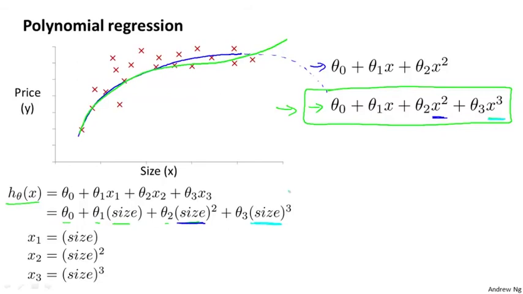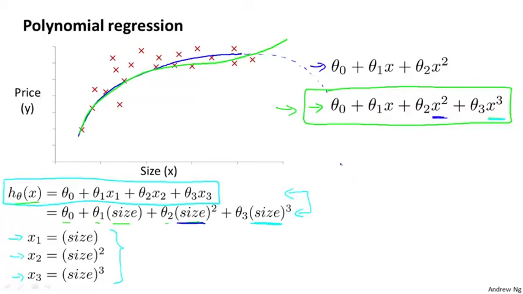In order to map these two definitions to each other, the natural way to do that is to set the first feature x1 to be the size of the house, and set the second feature x2 to be the square of the size of the house, and set the third feature x3 to be the cube of the size of the house. And just by choosing my three features this way and applying the machinery of linear regression, I can fit this model and end up with a cubic fit to my data.